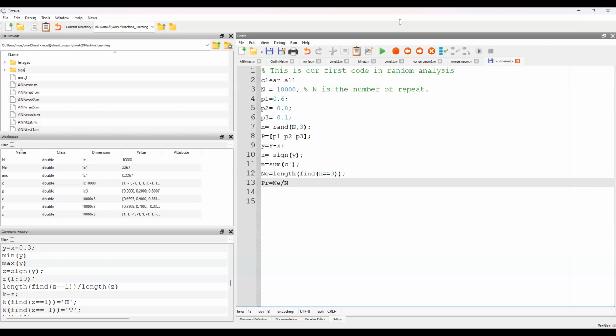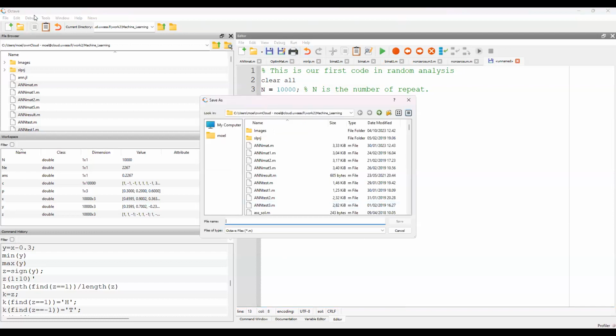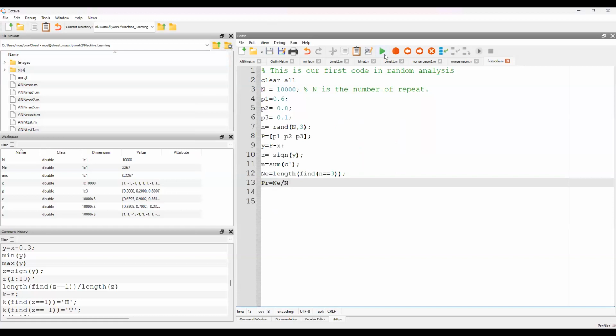When you complete the code, of course, we might have bugs here. So we will check when we execute the code. But before you execute the code, you need to save the code. So you can come here and save it. You can save it with any name, for example, first code. Okay, first code. Save.